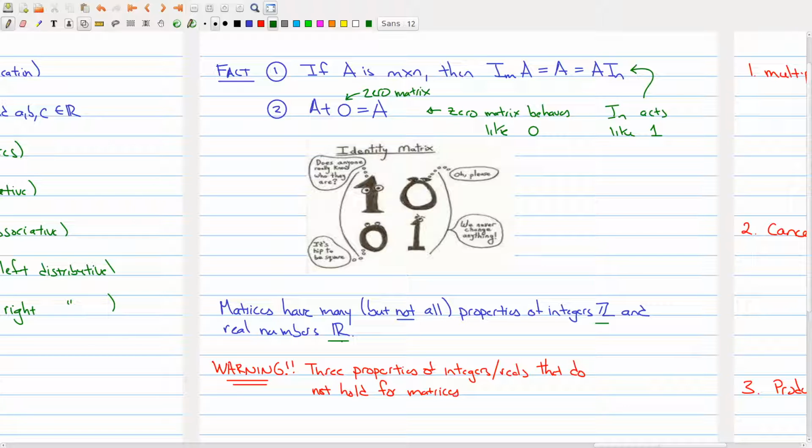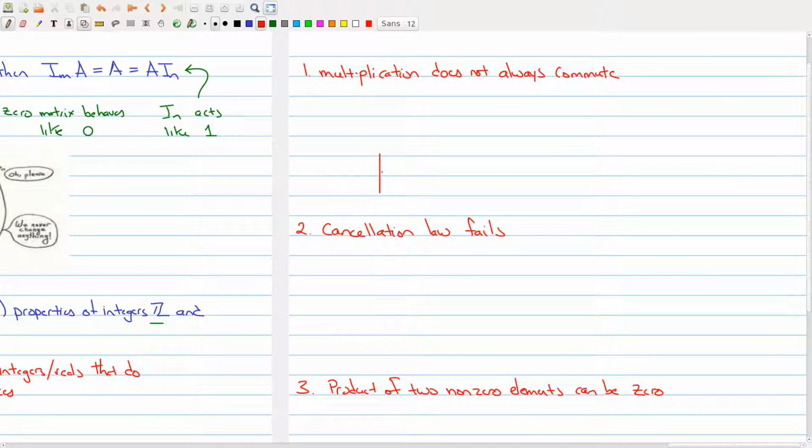But here, highlighted in red, and I really want to emphasize that, so let me put a couple more underlines here about how important this is, there are three properties of the integers and the real numbers that actually do not hold for matrices. So you can't just use what you know about real numbers and integers and apply them to matrices. So let me give you three examples of properties that you're used to with respect to the integers that do not hold for matrices. Okay, so here's a property that you're used to.